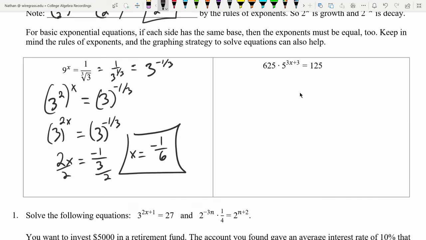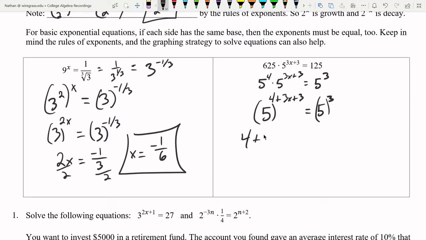Okay, for this next one, that 625 is the same thing as 5 to the power of 4. And 125 is 5 to the power of 3. And this is nice because now I have a base 5 on each side. So on the right-hand side, I'm multiplying like bases. I can do this by adding the exponents together. And then I have 5 to the power of 3. Once again, I have the same base on both sides. That means the powers must be equal.